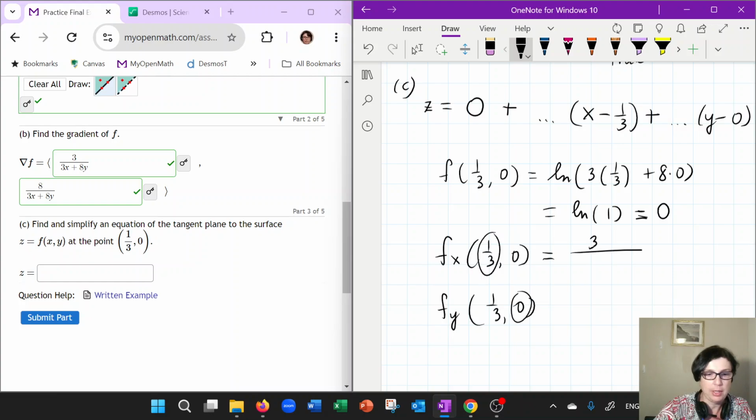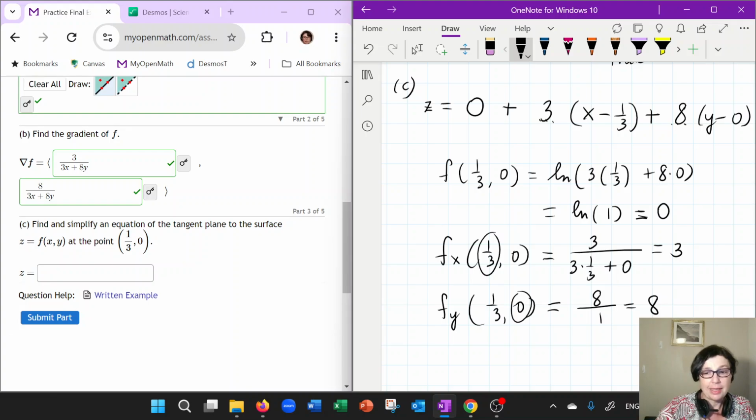So this will be 3 divided by 3 times 1/3 plus 0. So I think that's 3. If you plug in the same thing in the y, you will get 8 divided by 1, which is just 8. Okay, so it looks like my equation will be 3 over here and then 8 over here.